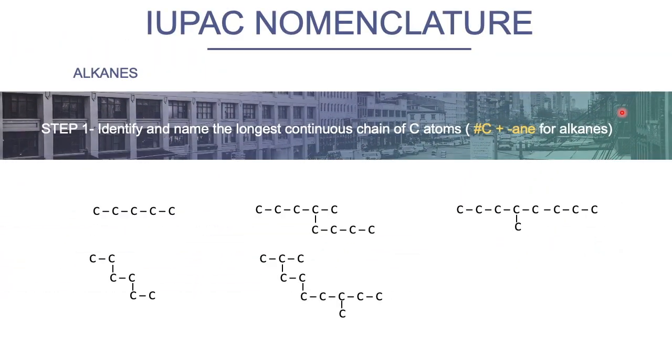Now, coming on to our main topic, the nomenclature. So the first step is to identify and name the longest continuous chain of carbons. So here I have a set of examples in which I have only denoted the carbons. The hydrogens are not denoted here for the ease of reference.